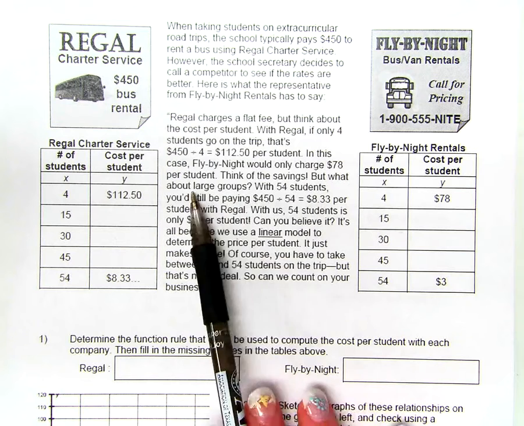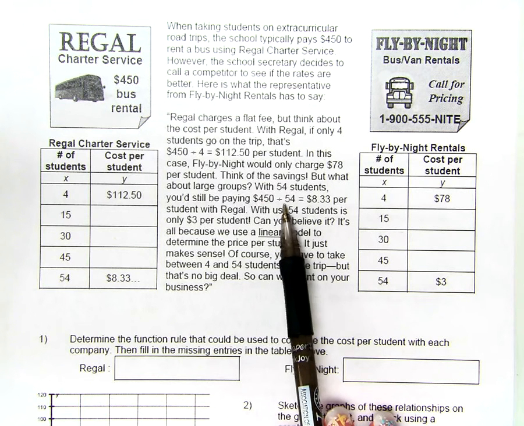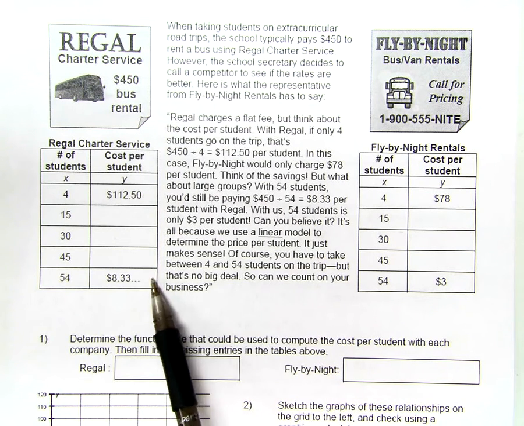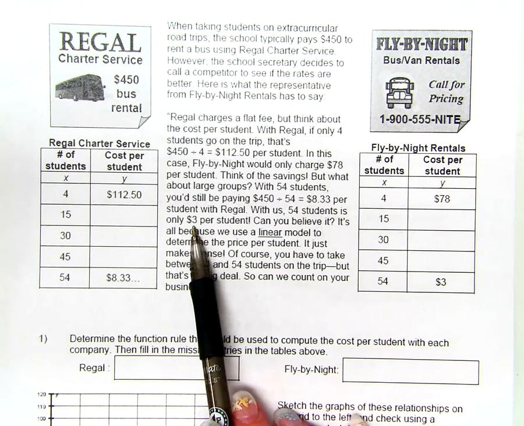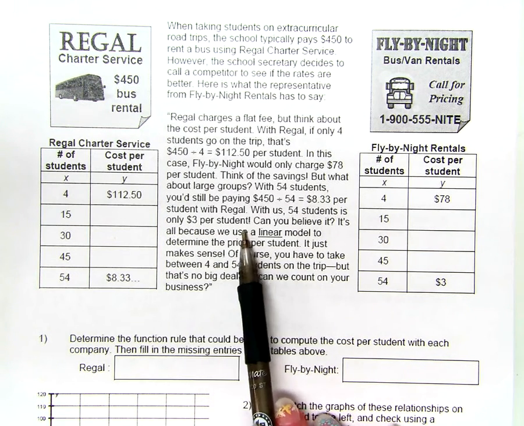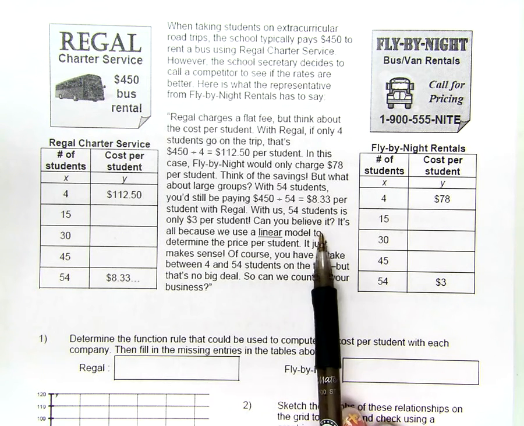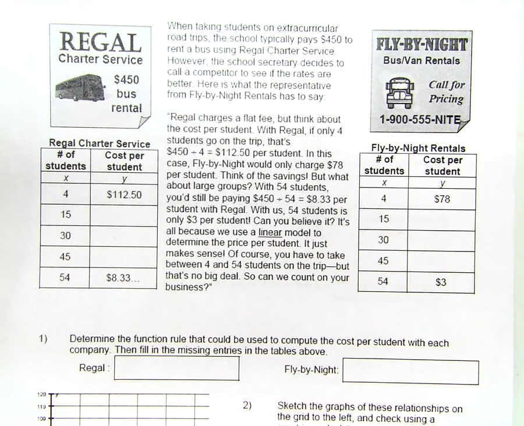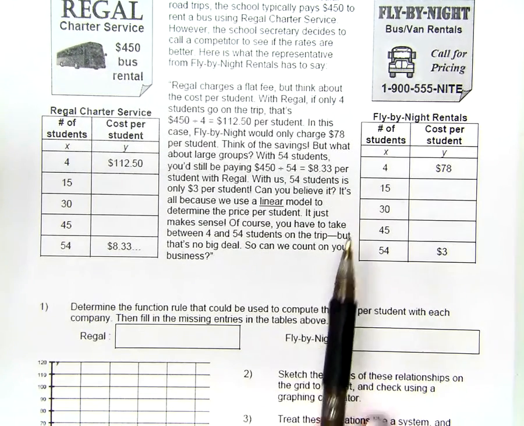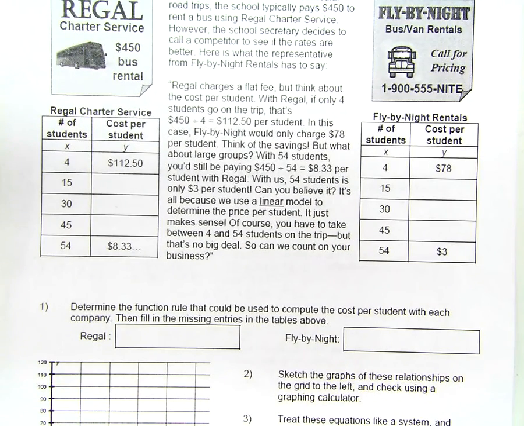But what about large groups? With 54 students, you'd still be paying $450 divided by 54, which would be $8.33 per student with Regal. With us, 54 students is only $3 per student. Can you believe it? It's all because we use a linear model to determine the price per student. It just makes sense. Of course, you have to take between 4 and 54 students on the trip, but that's no big deal. So can we count on your business?